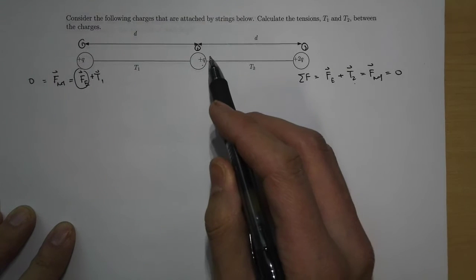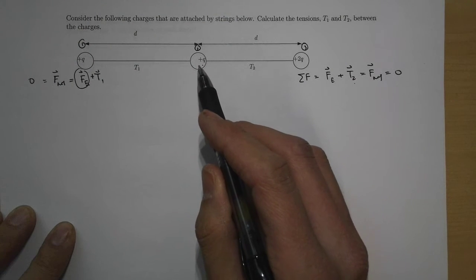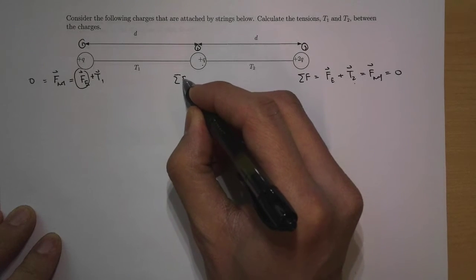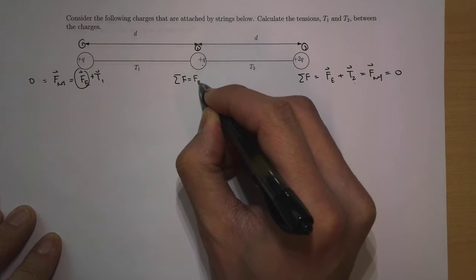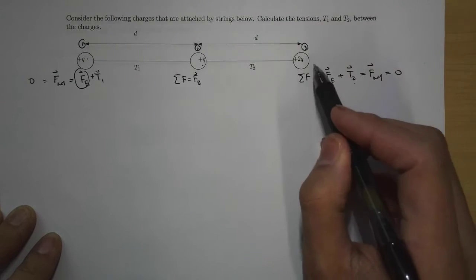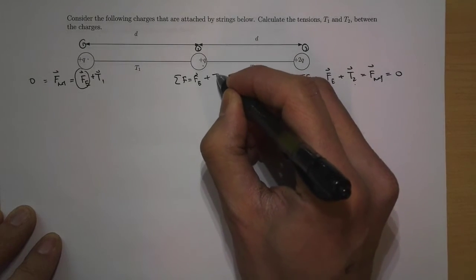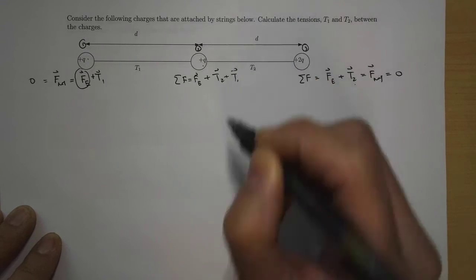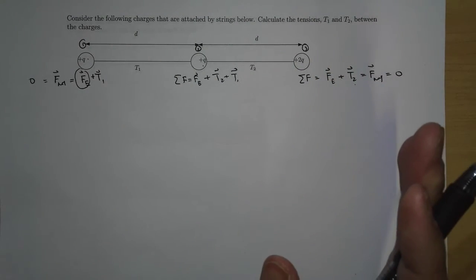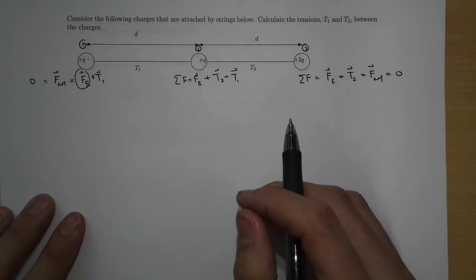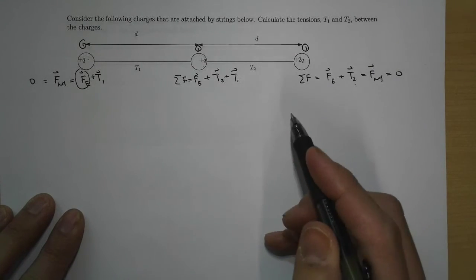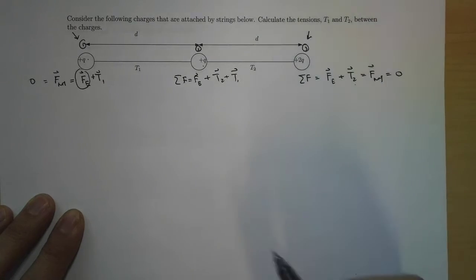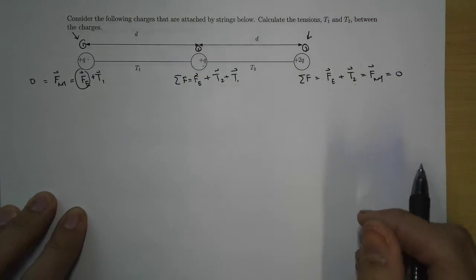Now, you might wonder why not just do it on charge 2. Well, the reason is that the sum of the forces there is F electric, which will come from 1 and 3, plus the tension from T2, plus the tension from T1. Just a little more complicated. You can do it, but it's just a little more complicated. So the way we get these tensions is we're going to calculate the forces on number 1 and number 3. All right, so let's start.